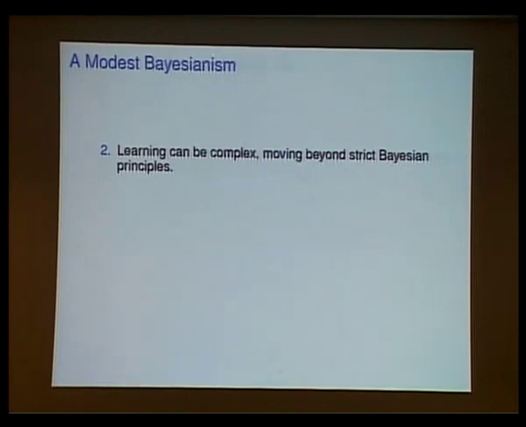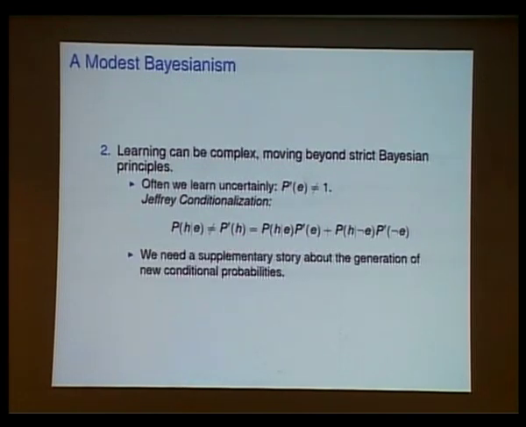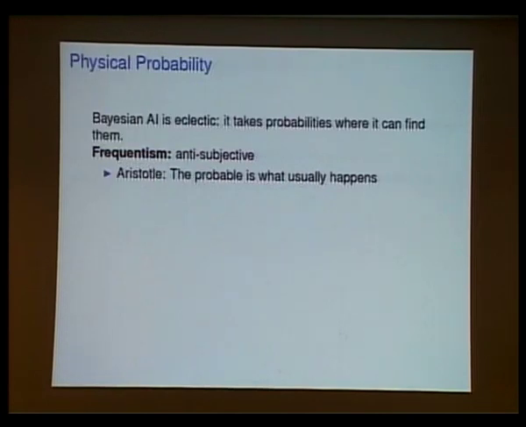Bayesians, I think, ought to acknowledge that learning can be complex and move beyond strict Bayesian principles. So we can learn with uncertainty via Jeffrey conditionalization. And we're going to need a supplementary story about the generation of new conditional probabilities under a whole host of circumstances. Suppose we generate a completely new theory that no one ever thought of before. Well, before anyone thought of it, we can't have had a specific prior for it. That's absurd. So we have to have some alternative story that's not strictly justified in Bayesian terms for deriving probabilities for brand new theories.